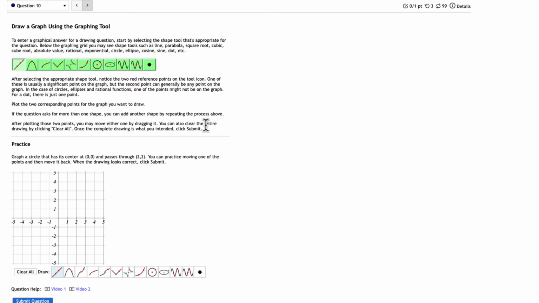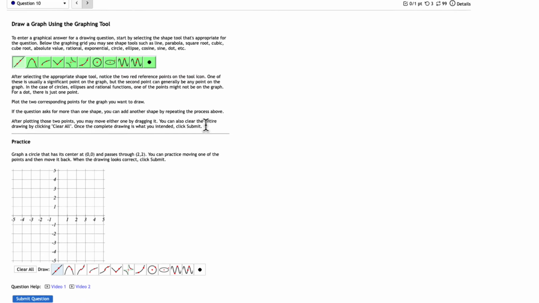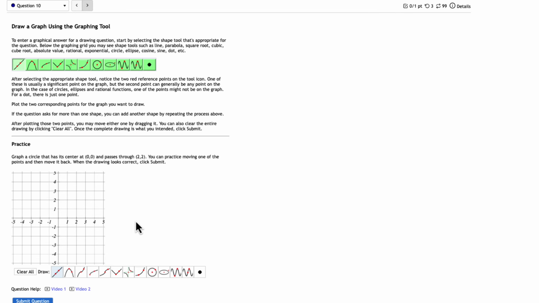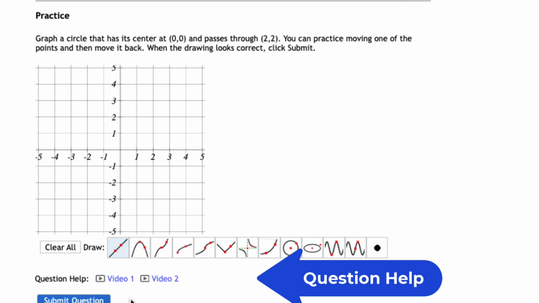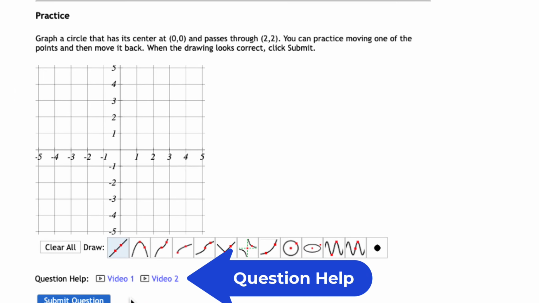You will also come across questions that ask you to graph. Read through the directions, then practice using the graphing tool. Many questions have question help at the very bottom. This question has 2 videos for help. So if you get stuck, you can click on this video to watch a short help video.